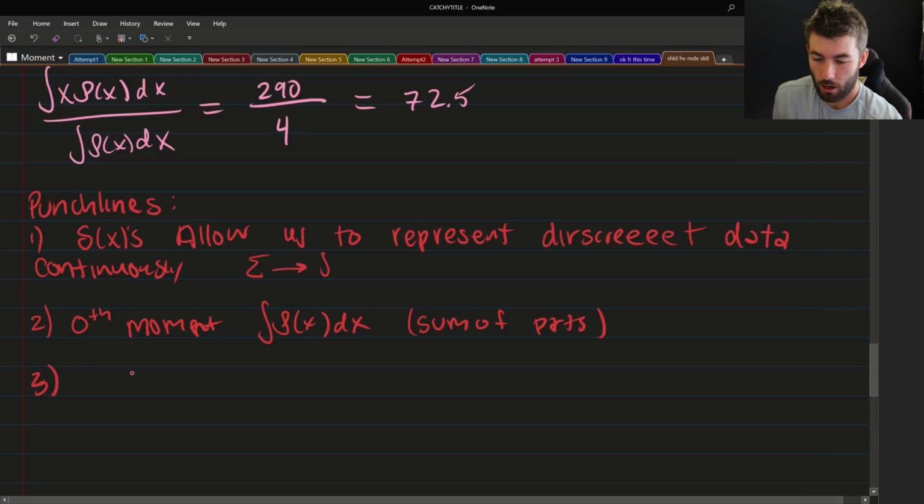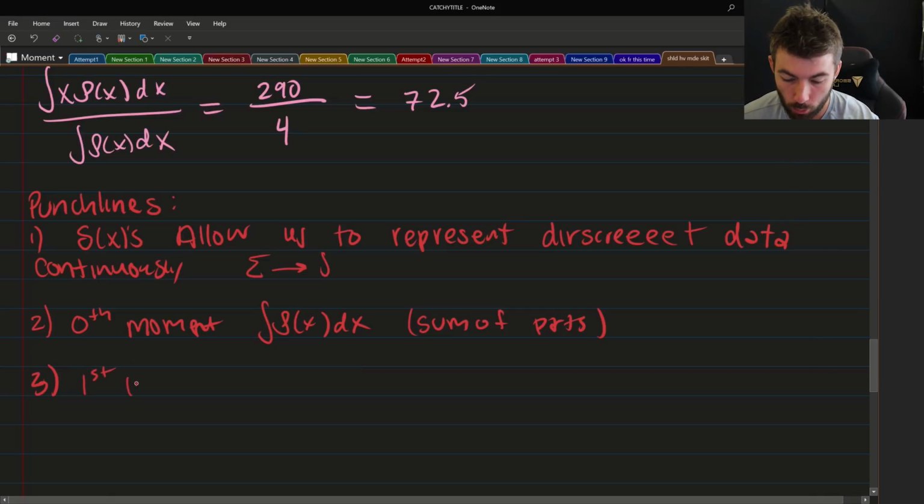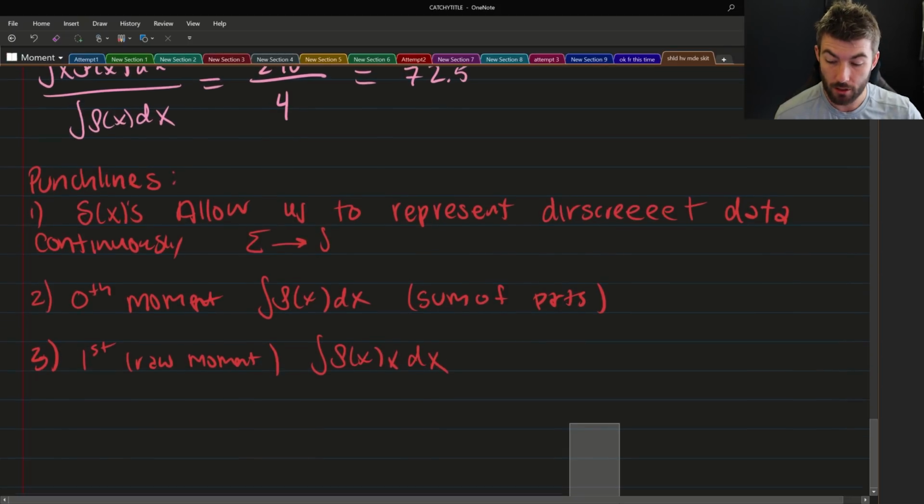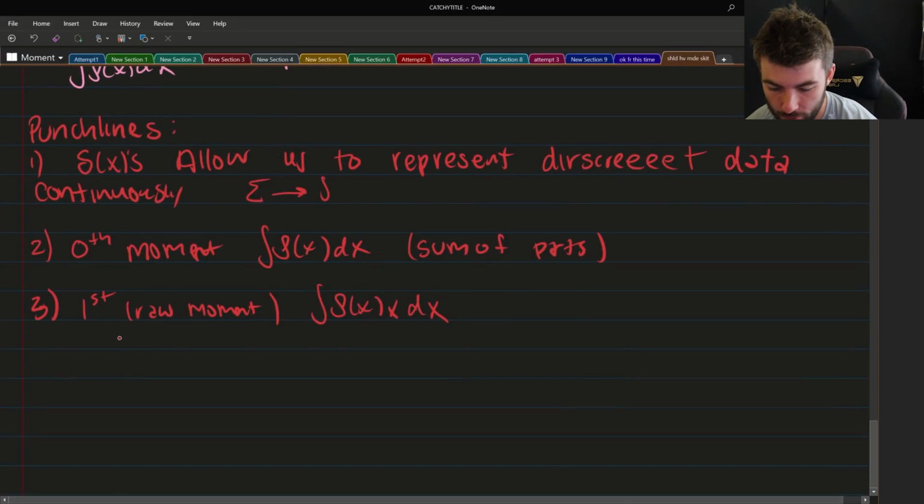Three, first, I'm going to call it a raw moment. It involves the integral of rho of x times x dx. So this is just a definition. And if we normalize it, it gives us an average.